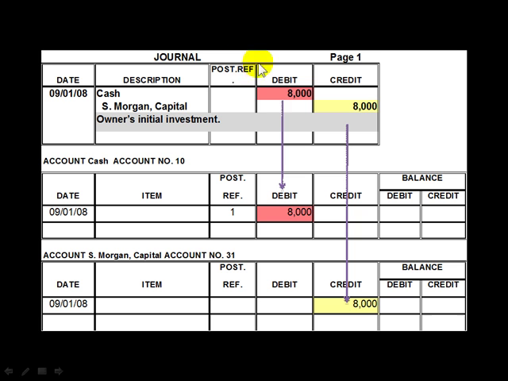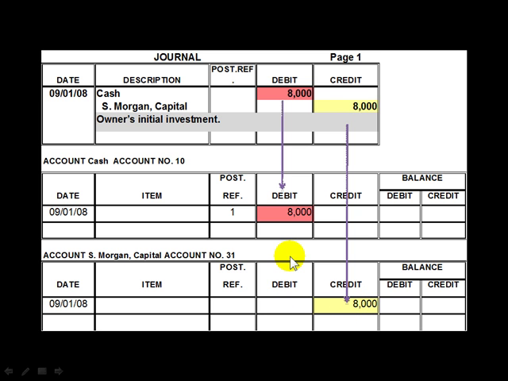So, in this previous example, here was our initial investment of $8,000 of cash and $8,000 of capital, and the $8,000 of cash gets posted to the cash account. The post reference number 1 is the same as the page number 1 up here. The date is 9/1, the date is 9/1, and you would carry this total over to the balance column as you moved through. But for the purpose of this example, I'm just showing you how you get from the journal to the ledger by posting from one place to the other.